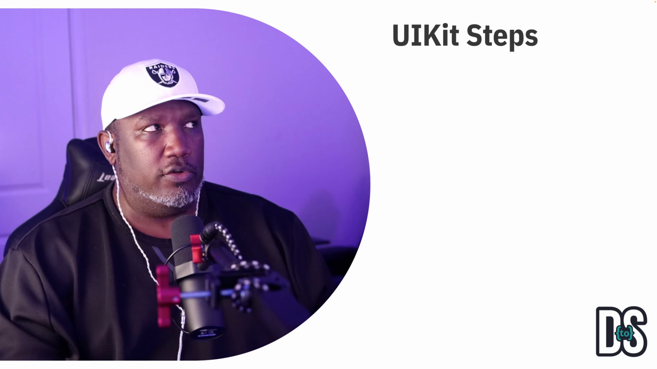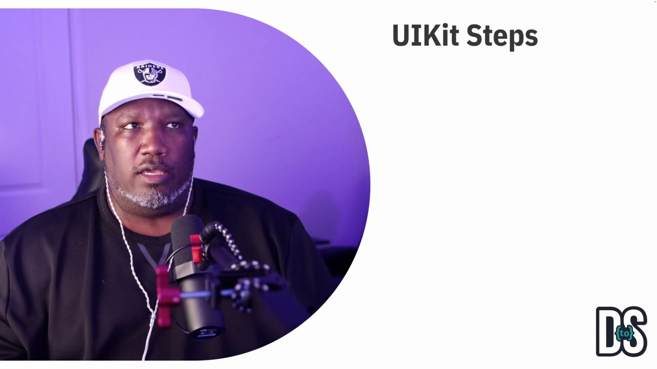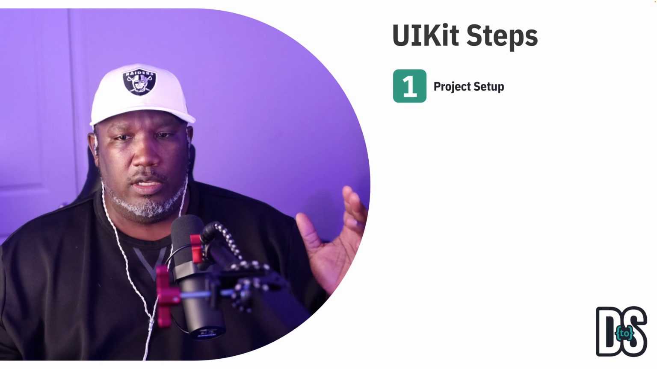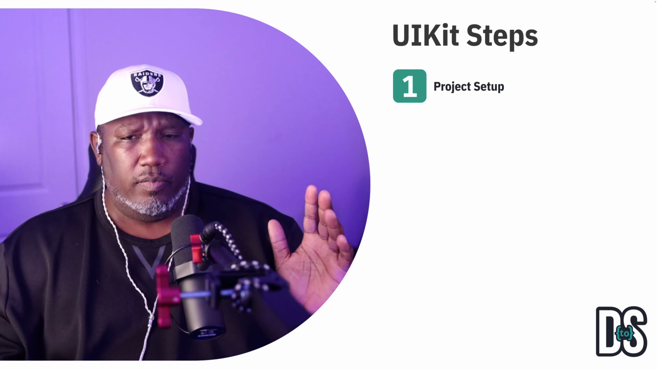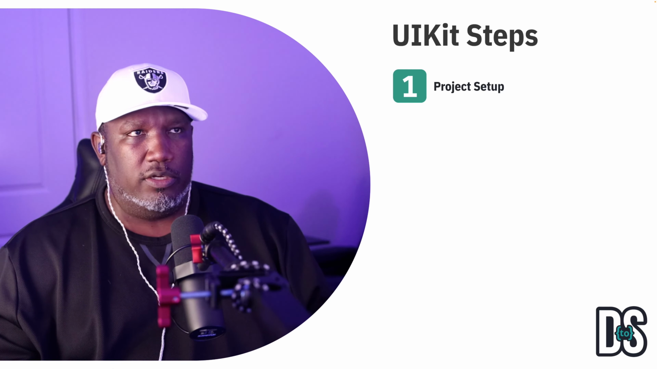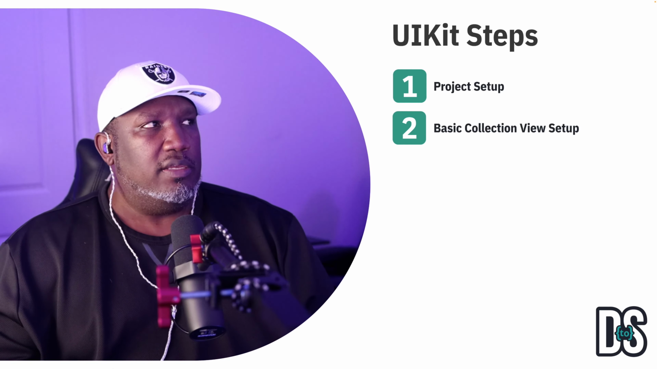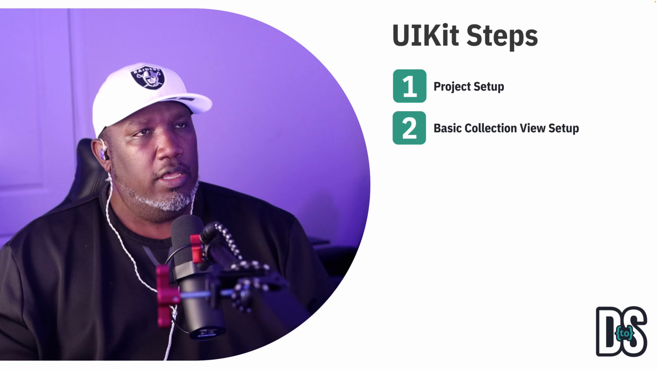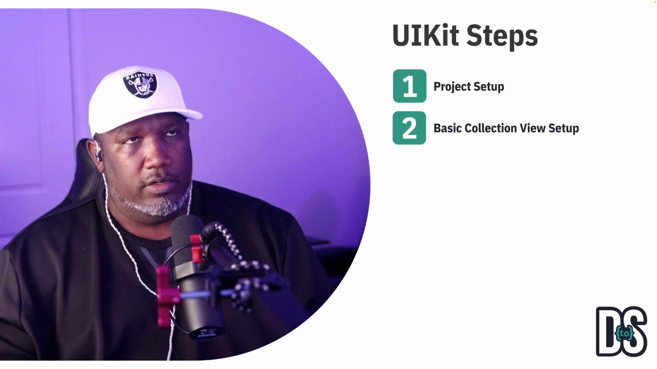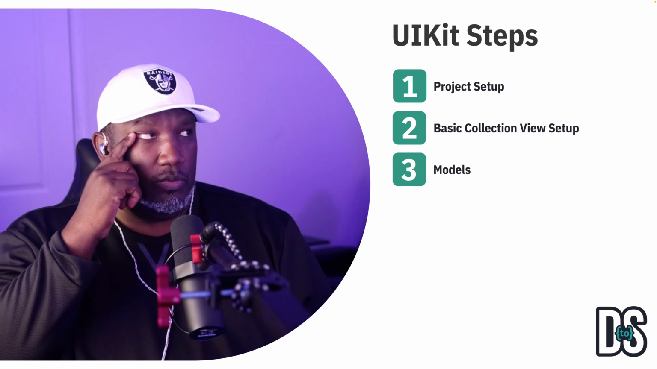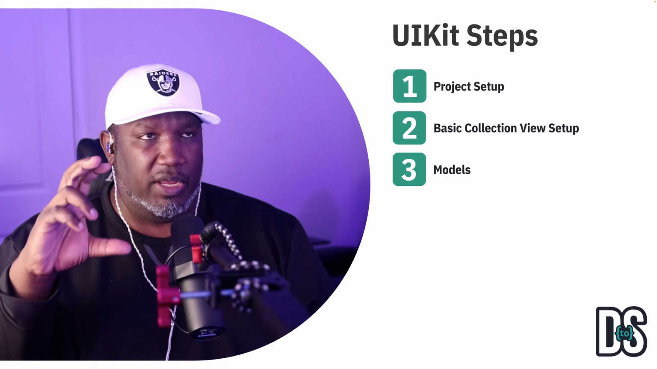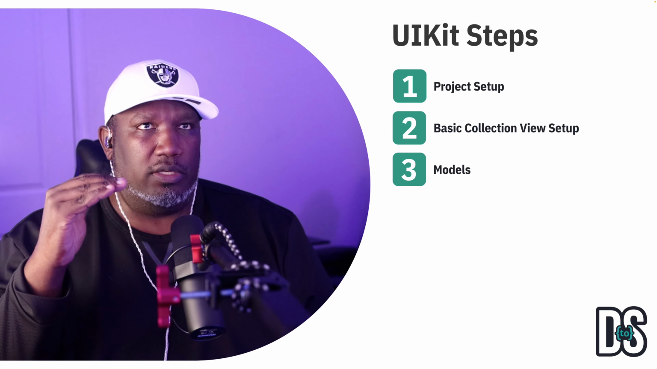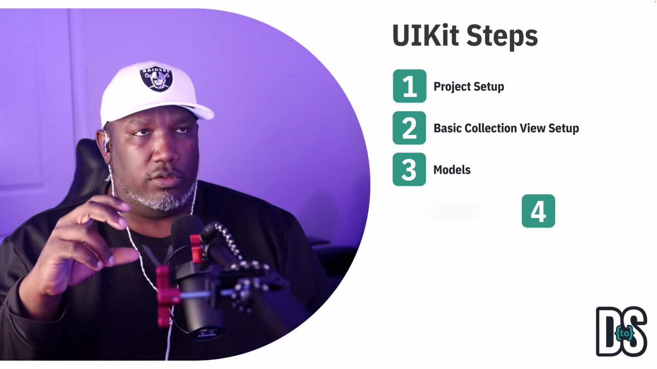In the first step of our UIKit, we are going to strictly focus on project setup. I want to cover images, colors, and just the basic overall setup. Once we do that, we're going to set up a basic collection view. First we're going to start with just a normal collection view, and then we're going to move to a compositional layout down the road. Once we do our basic collection view, we'll move down to models, and we'll see how that structure works as we progress.